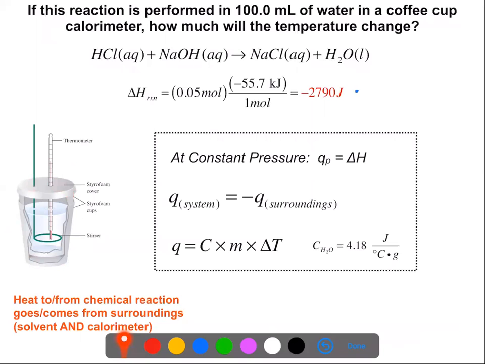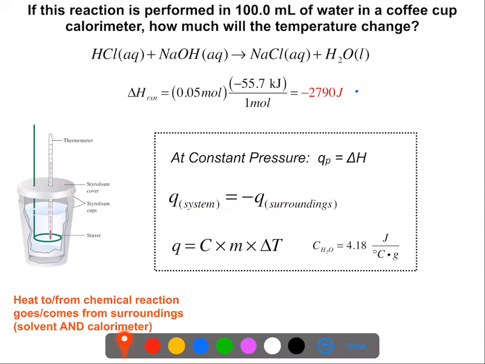So the last things we have to remember are delta H is equal to the heat flow at constant pressure. We know Q of the system is equal to negative Q of the surroundings, right? So it's equal magnitude, opposite sign. And we know Q is equal to MC delta T. The specific heat of water is 4.18 joules per degree Celsius per gram.